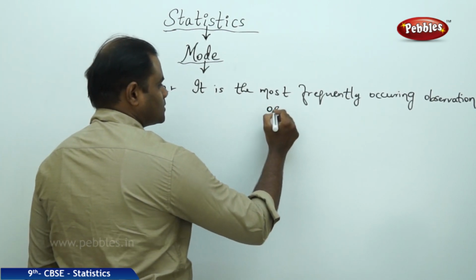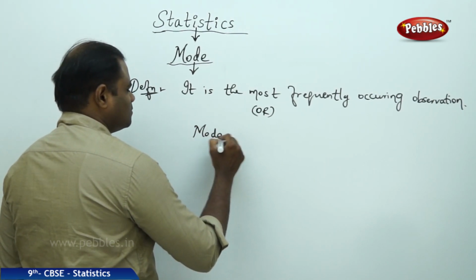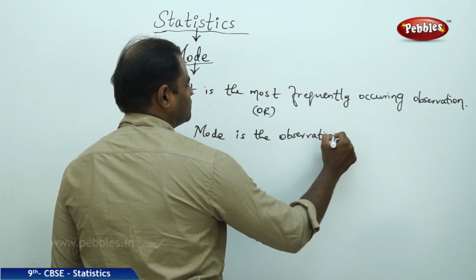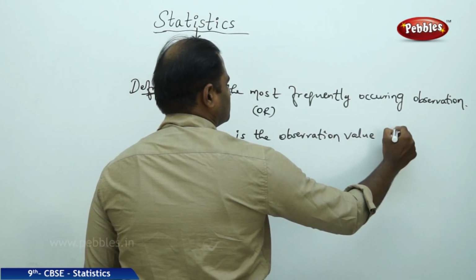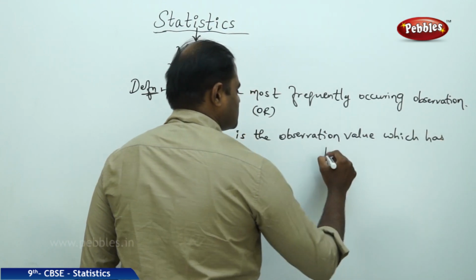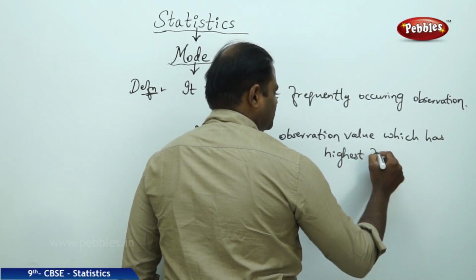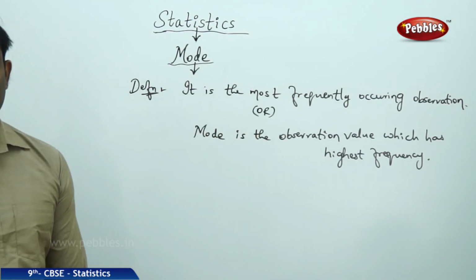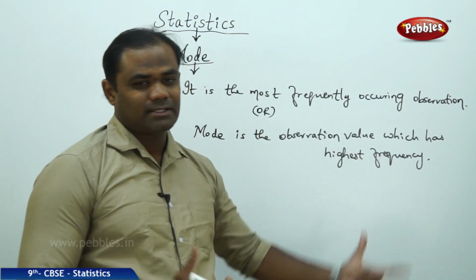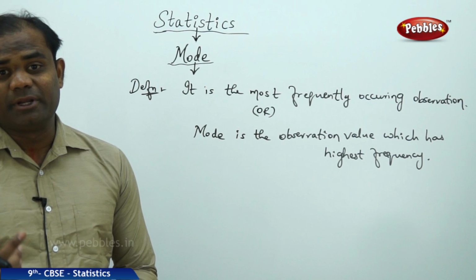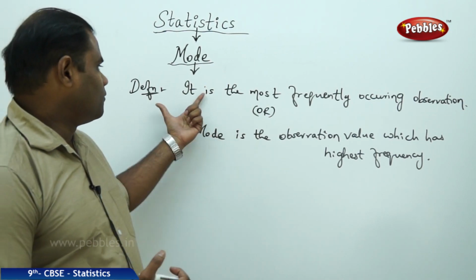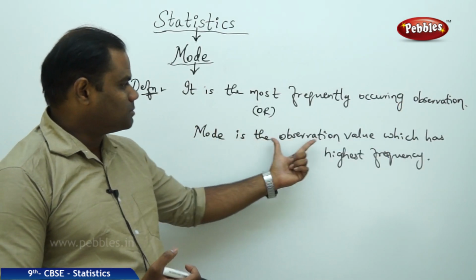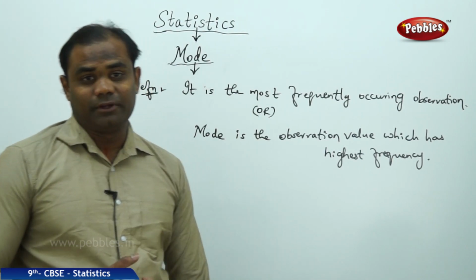We can also refer to this as mode is the observation value which has highest frequency. It's simple because when the observation value has highest frequency, that means it repeats for the most number of times. Therefore, mode is the most frequently occurring observation, or mathematically mode is the observation value which has highest frequency.